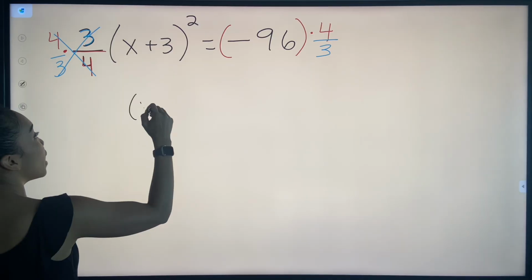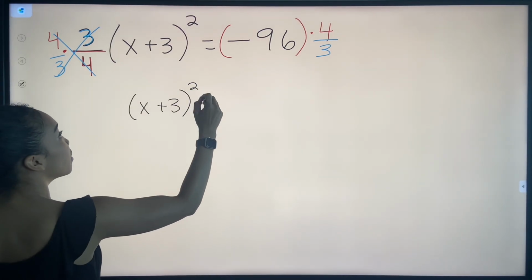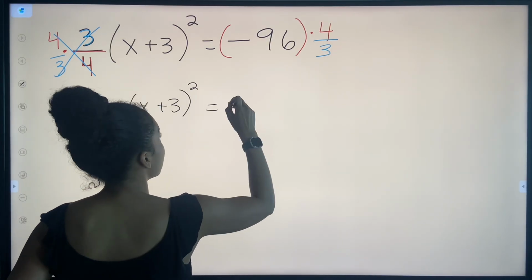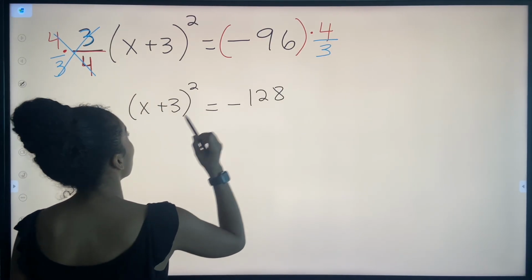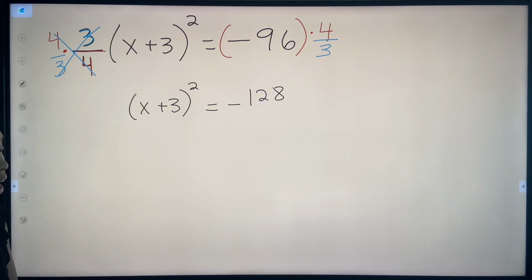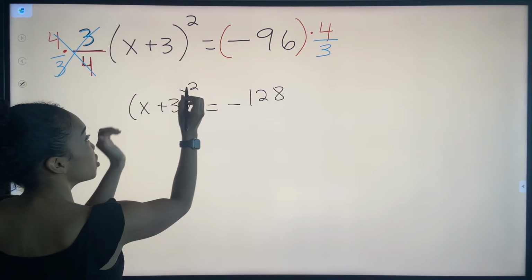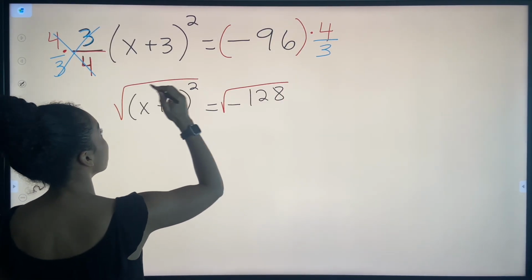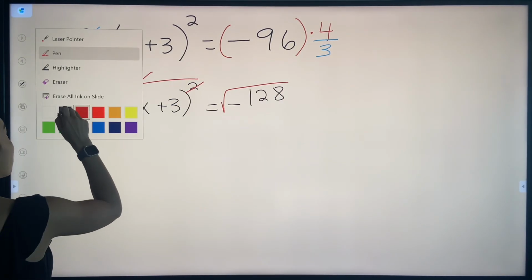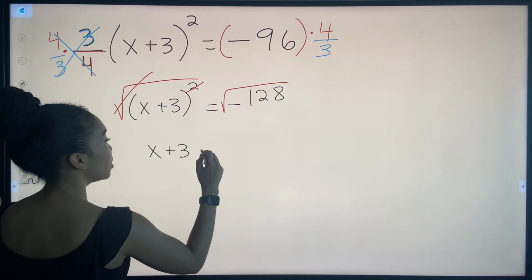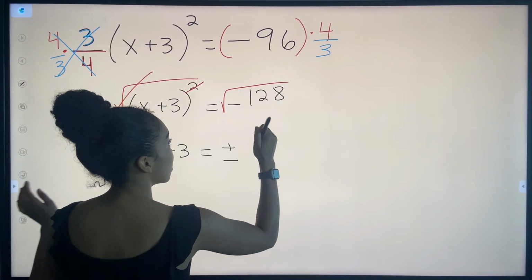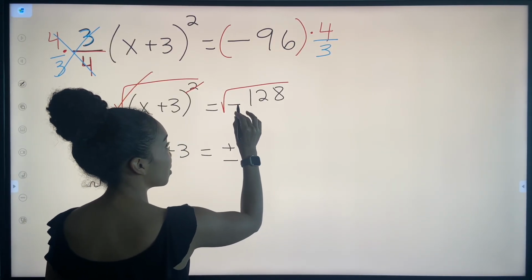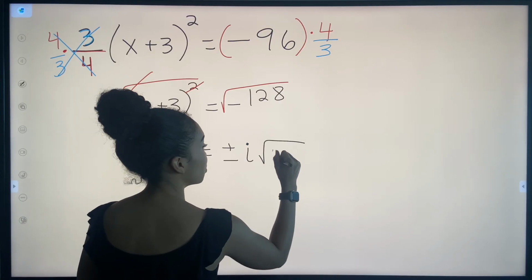I'm left with x plus 3 squared equals -96 times 4/3 is -128. From here, now that I have something squared, I can now take the square root of both sides. I am left with x plus 3 equals plus or minus this square root of -1. I'm going to have an i since there's a negative number inside. And then I have the square root of 128.